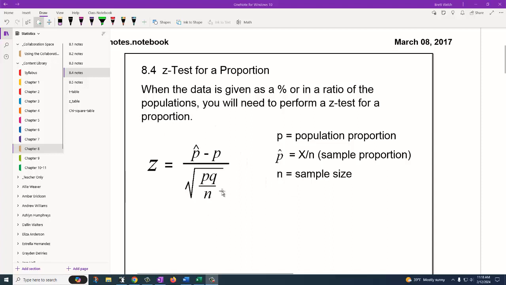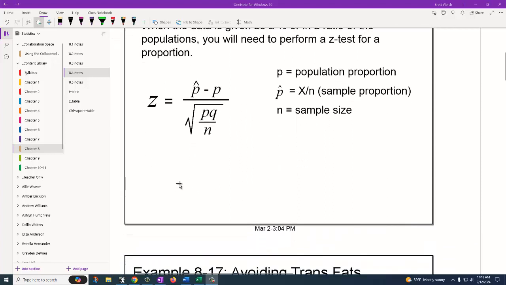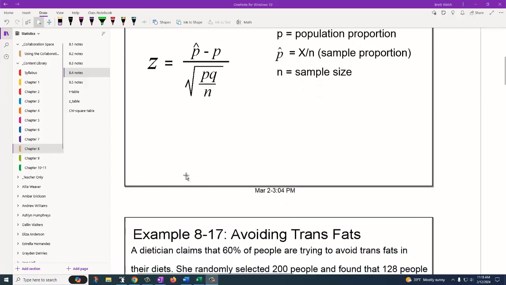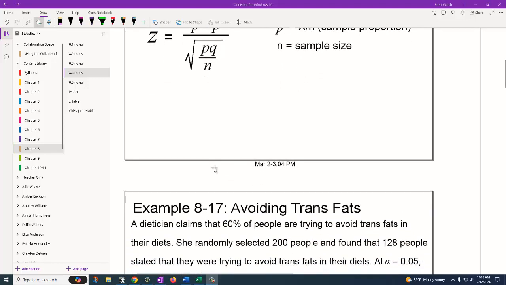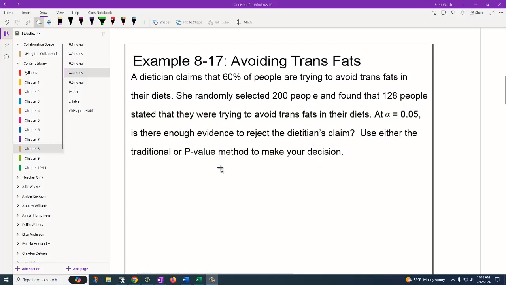What we're going to do is allow the calculator to do it for us. This is still one of those that we can. In 8.5, in the next section, we will have to do things by hand for the chi-squared distribution. But we can use the p-value method and even the traditional method with the z-table and just use our calculator.